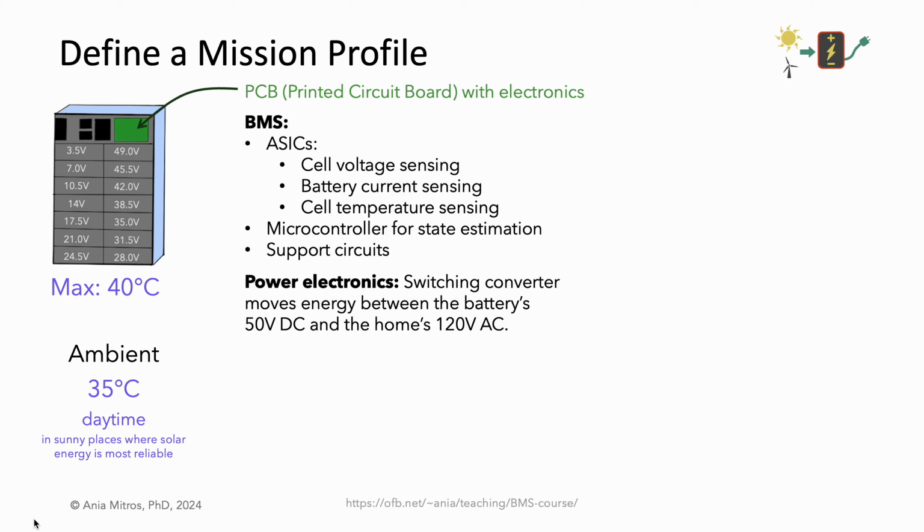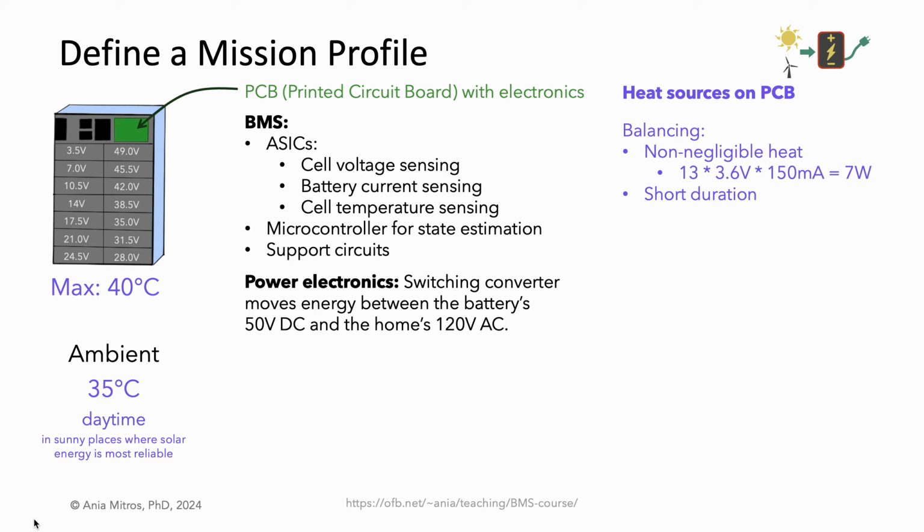In the summer, you might see long stretches of 35 C daytime temperatures in sunny places where solar energy is most reliable and thus appealing, a key target market. Let's consider heat sources on the PCB. In the BMS, the main heat source is balancing.